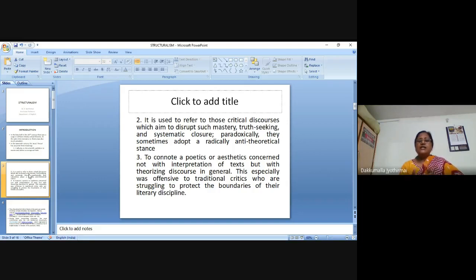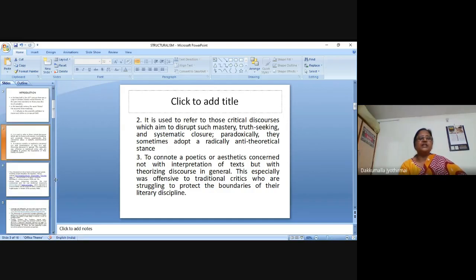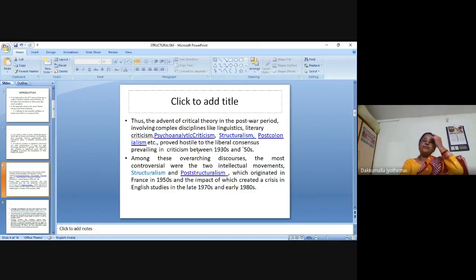But in this later half of the 20th century, we see that whatever theoretical discourse we are trying to learn or go through is not specific to only literature or the literary discipline. In the previous days, in the traditional critics, that is liberal humanism, the boundaries were confined to only literary disciplines. But modern theory has overarched the disciplines, not only literature.